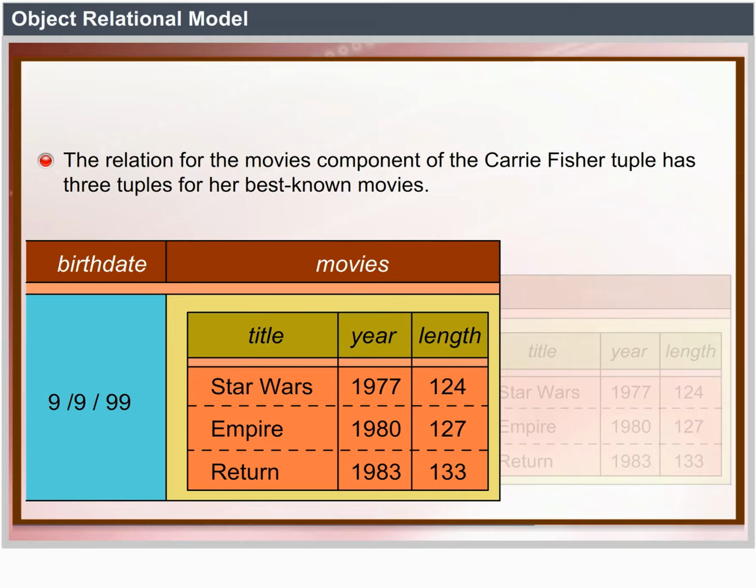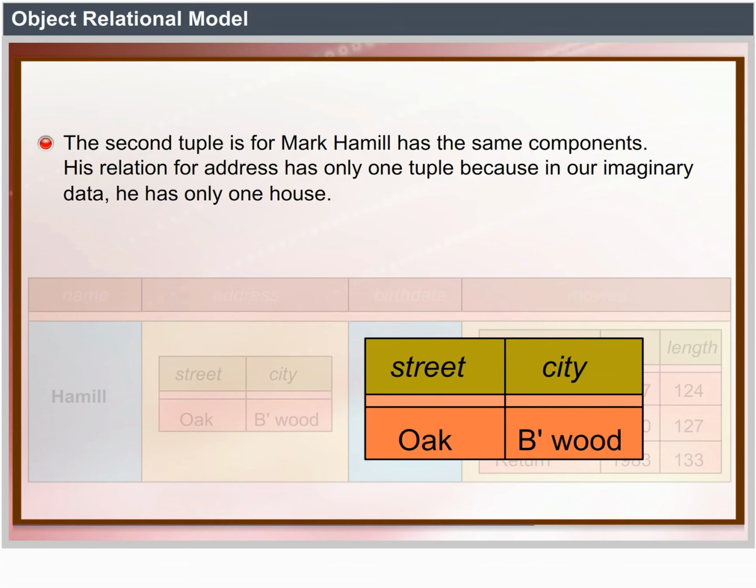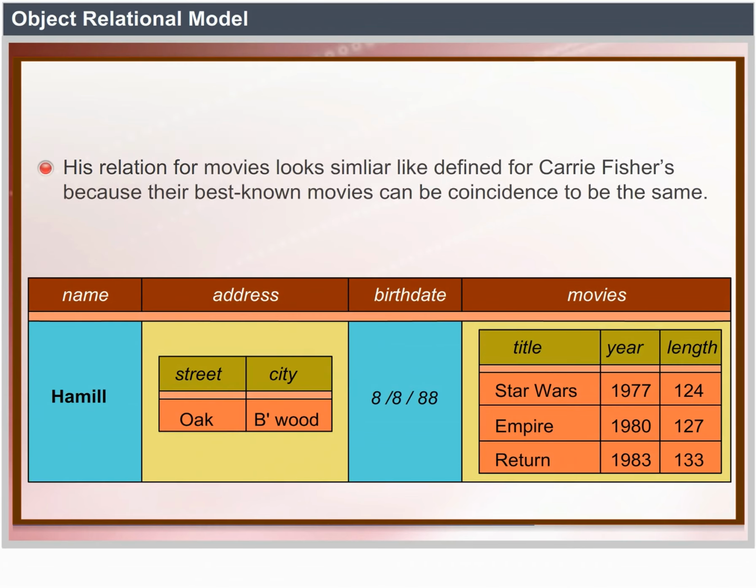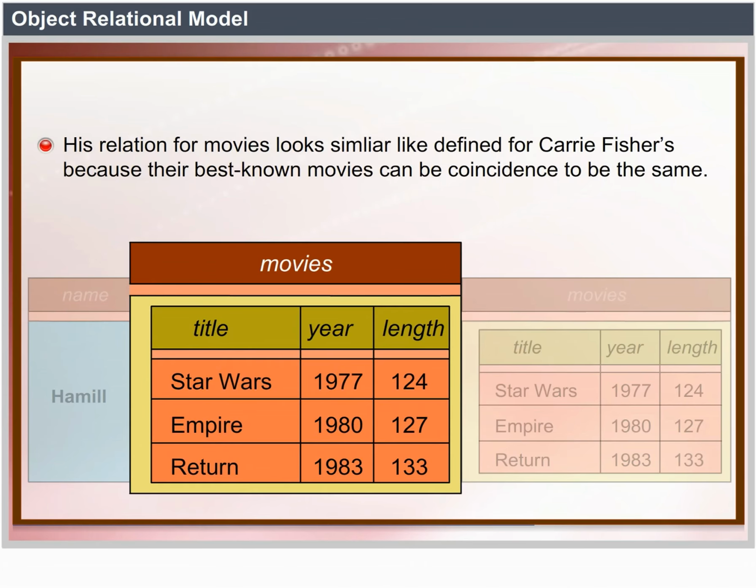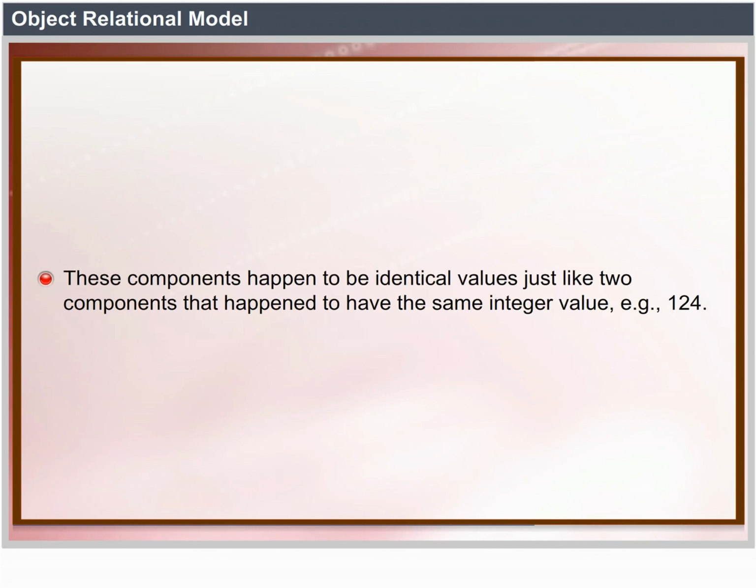Mark Hamill has the same components. His relation for address has only one tuple because in our imaginary data he has only one house. His relation for movies looks just like Carrie Fisher's because their best known movies happened by coincidence to be the same. Note that these two relations are two different tuple components. These components happen to be identical, just like two components that happen to have the same integer value. Example 124.